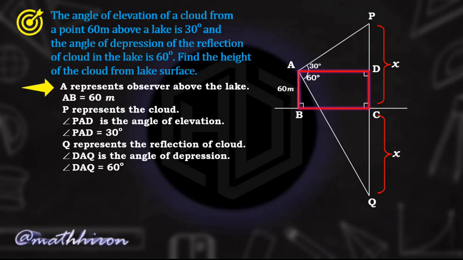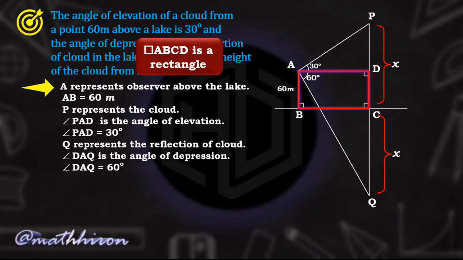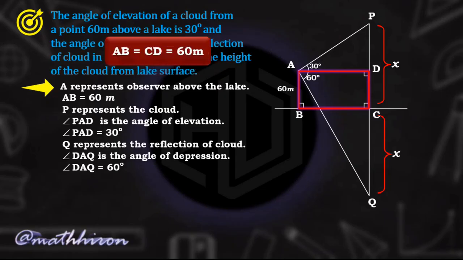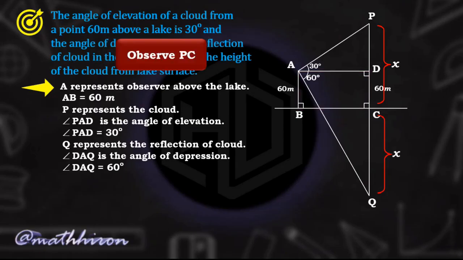Now this ABCD, what does it represent? This ABCD is a rectangle. So AB and DC are always equal. So AB is already given 60 meters. So DC will also be 60 meters. Now come to the next part, that is PC.